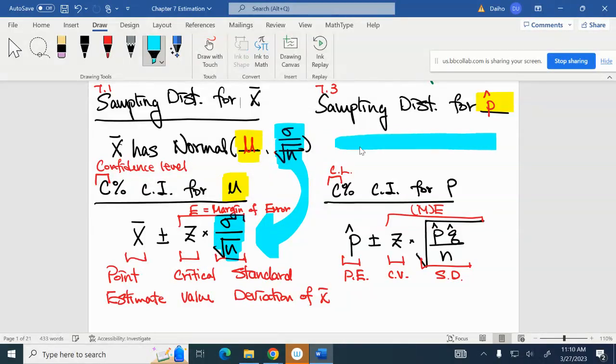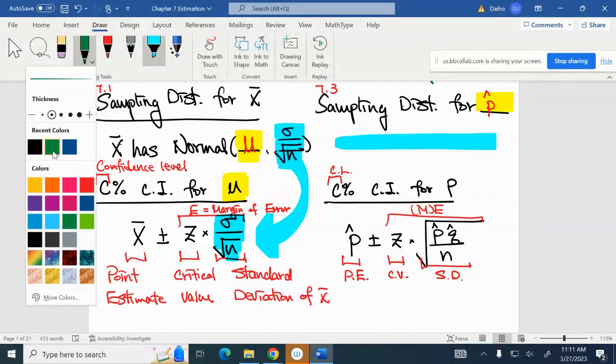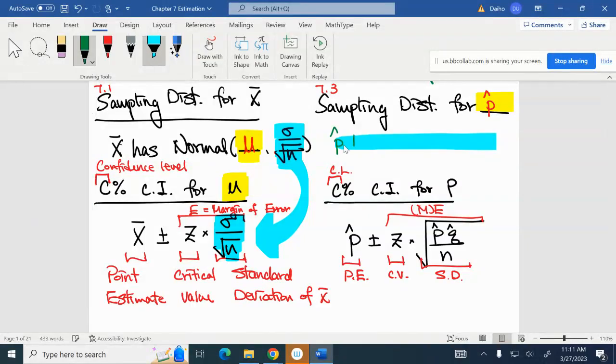You know, I didn't give you the sampling distribution for the P hat before the spring break, right? But see, it started X bar again. Who should be the first? P hat has, and I just copy. P hat has what?